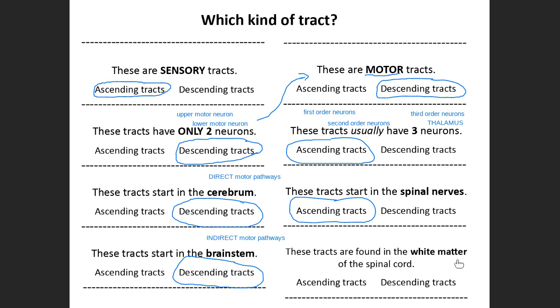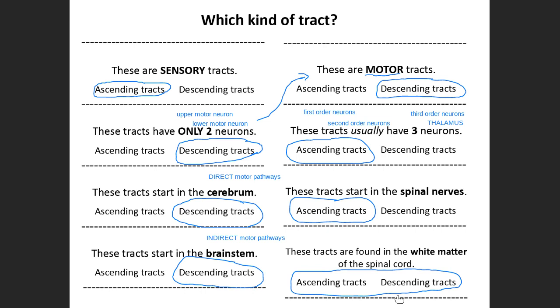One last question about tracts. This question asks, which kind of tracts are found in the white matter of the spinal cord? Which kind of tracts are in the white matter? Yeah, exactly. Here's Dr. Hollis's tricky question, right? It's not ascending or descending. It is both ascending and descending.